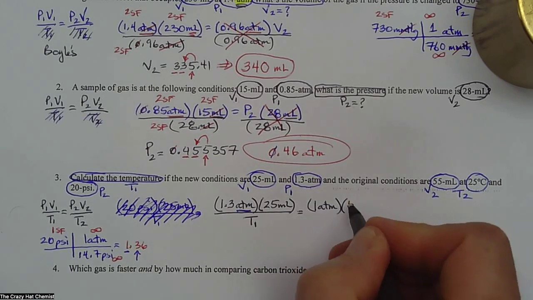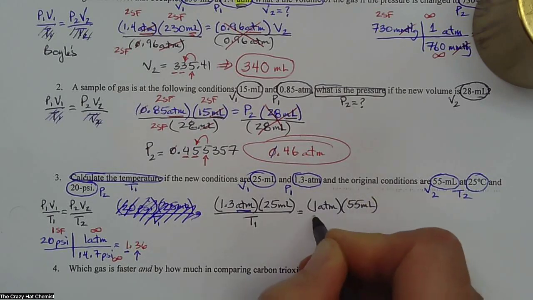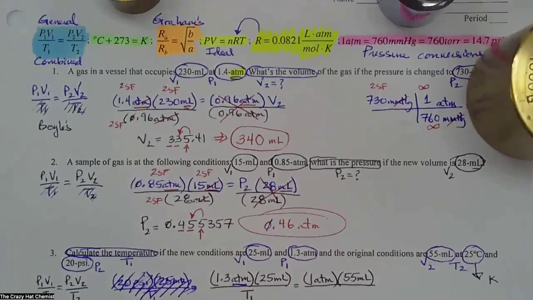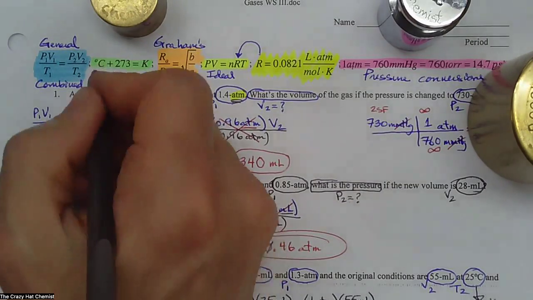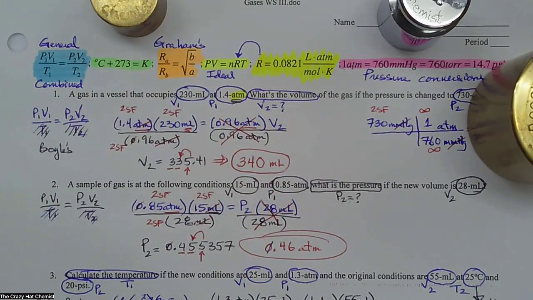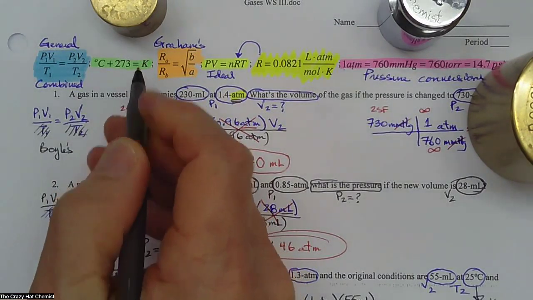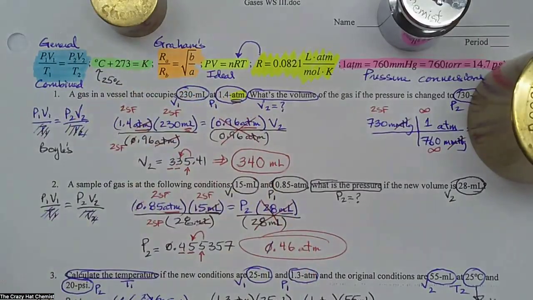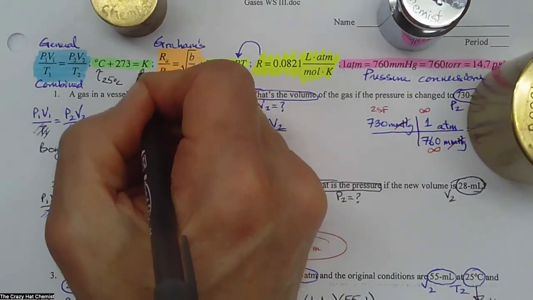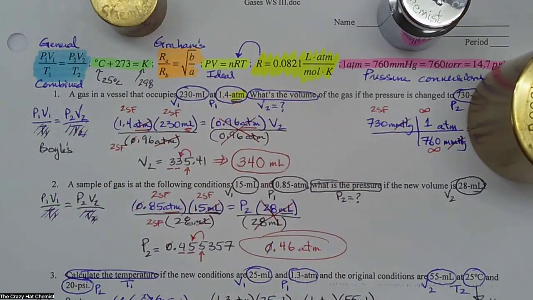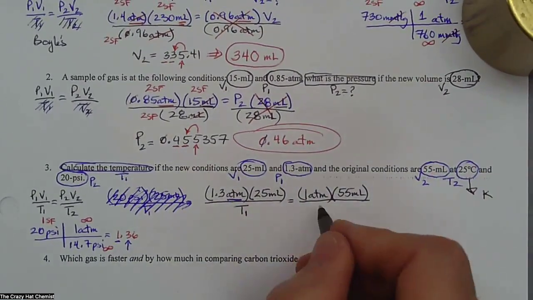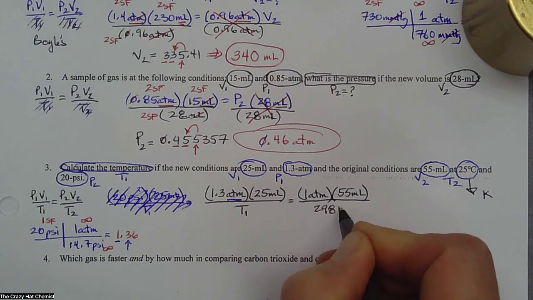The volume is 55 milliliters for my second volume, and then the temperature is 25 degrees Celsius. So I need to convert this into Kelvin. So let's see if we can slide this on up here, and we're going to be using this equation. Degrees Celsius plus 273 is equal to the Kelvin temperature. So I'm going to plug in 25 degrees Celsius here, add 273, and I'm going to get 298. Perfect. So I'm going to slide this on up here again, cruise on up to our problem. And so this is going to be 298 Kelvin.